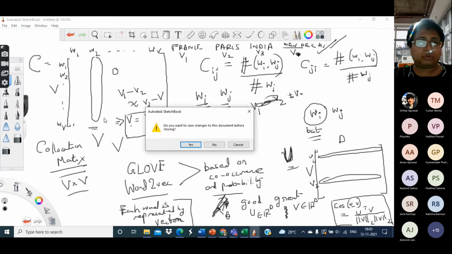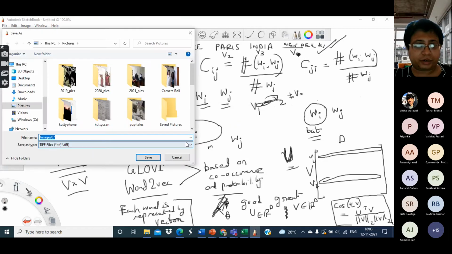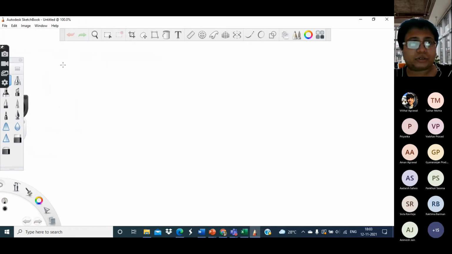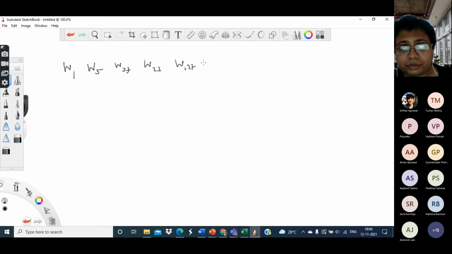Now that we know how to do word embedding, that is, we are able to represent a word as a vector, we come back to the concept of sentence embedding. A sentence, as we know, is nothing but a sequence of word tokens, say W1, W5, W37, W23, W127, W4. Let's say this is one particular sentence and these are the word tokens present in it. Also let us say that this sentence is associated with a sentiment Y.